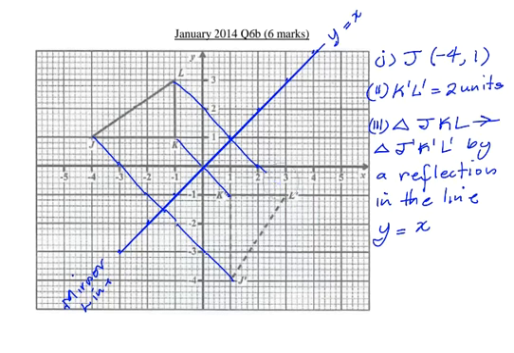All right, so we can erase some of this. If we want, we could erase the mirror line as well. I guess it doesn't necessarily need to be there.